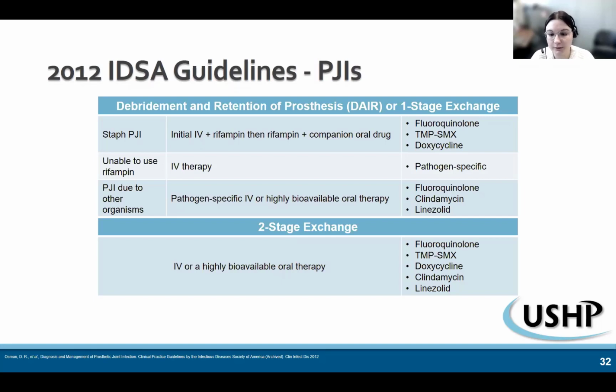For a two-stage exchange in the bottom half, where the first surgery is to take out the prosthetic and clean out the infection and treat with antibiotics, and at a later date the prosthetic is replaced, IV or a highly bioavailable oral therapy is recommended. Again, the IDSA preferred agents are listed on the right, and as you may notice, these are all considered highly bioavailable or at least moderately bioavailable medications.